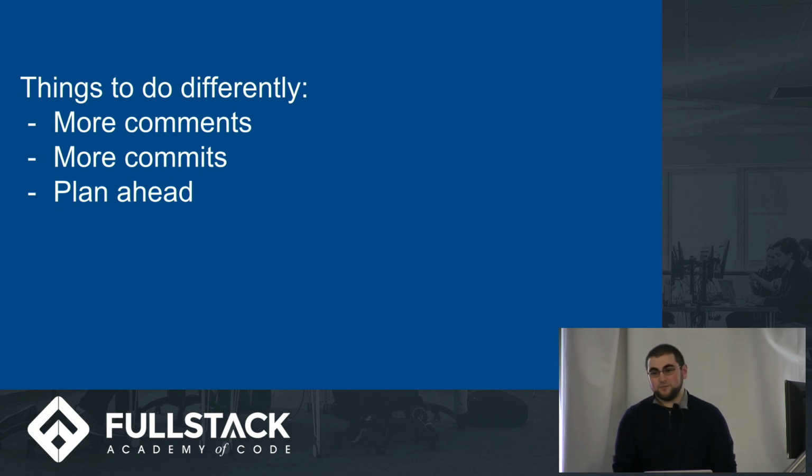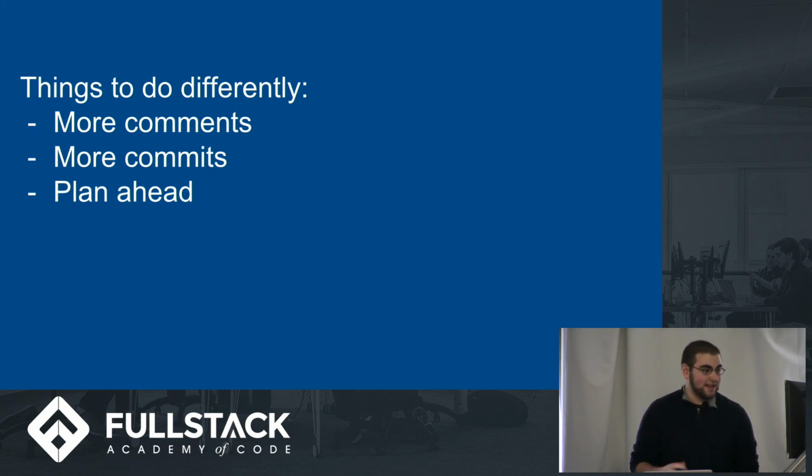Things I would do differently for my next project: definitely more comments in my code. There's some very sketchy looking code in there. I don't know what it does anymore. Definitely more commits. That's something my team struggled with in Grace Shopper. And also plan ahead. I wanted to get this done for Stackathon, but if I was doing this more seriously, I would plan ahead.